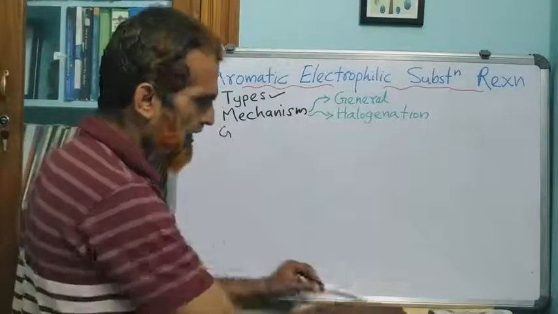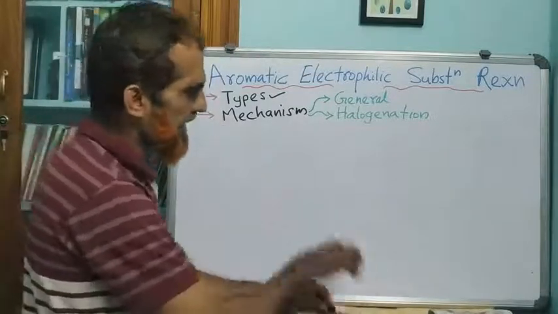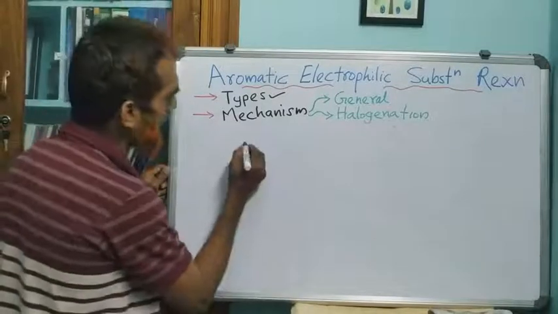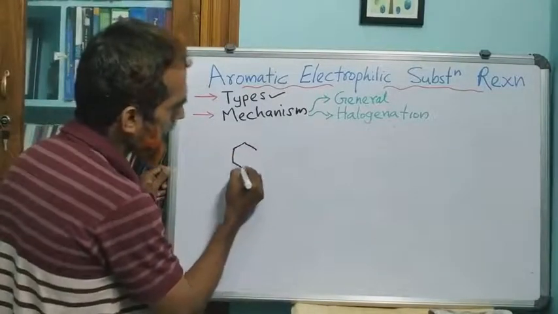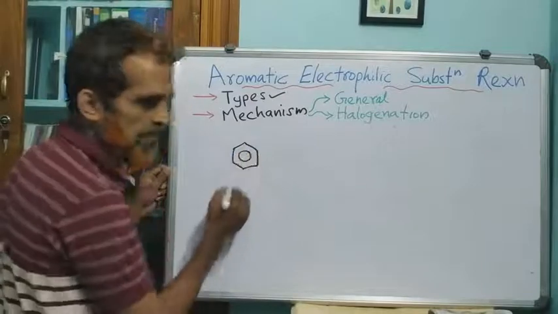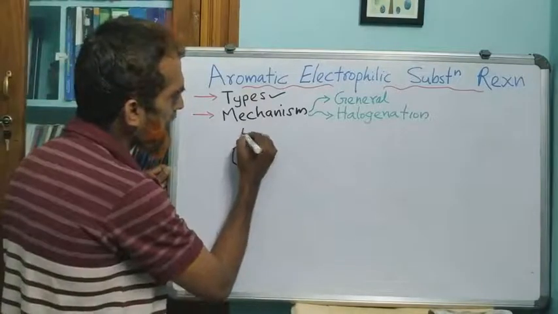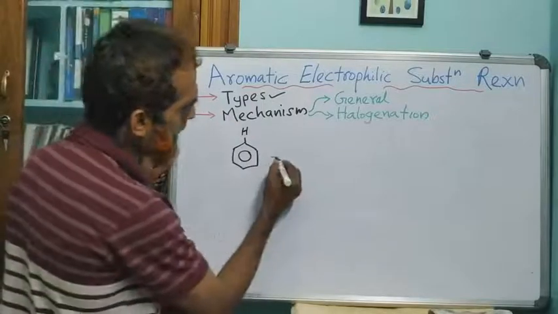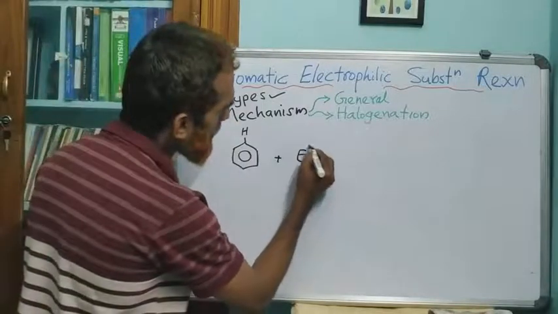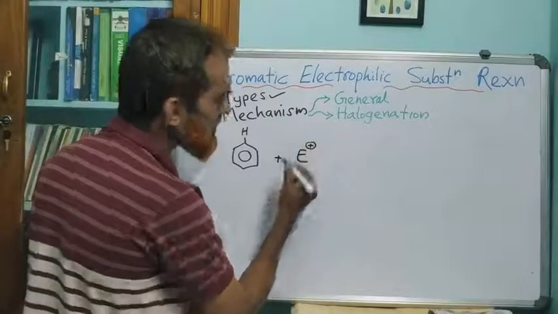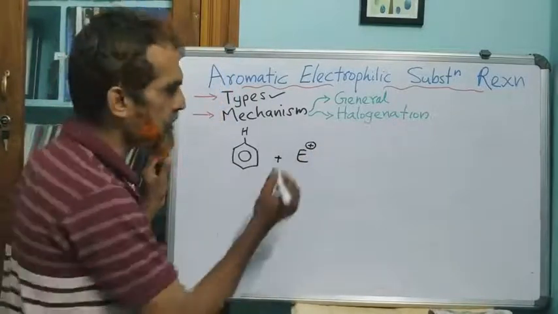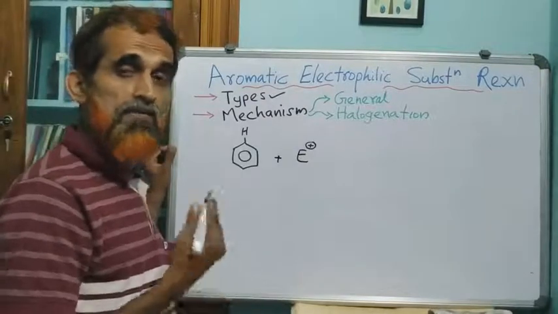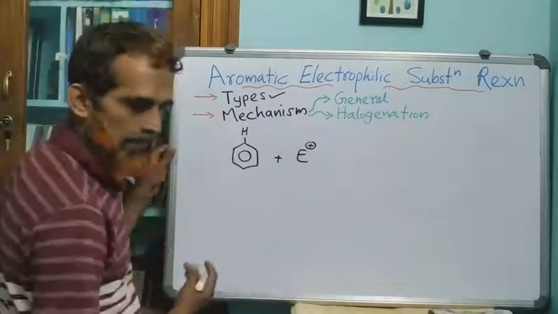Before that, see what all we discussed here. The electrophilic substitution reaction can be generally represented like this. For example, benzene. We are showing one H explicitly because it is going to be substituted. It reacts with one electrophile, which is generally E plus. The electrophile is shown as E plus, but not necessarily. An electrophile can even be neutral. We will see such examples later.